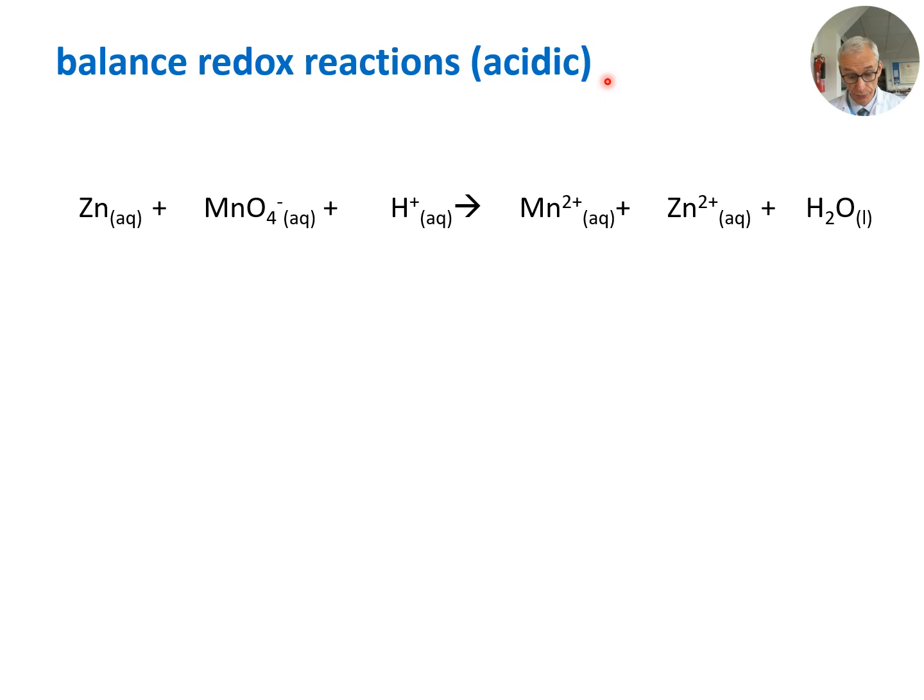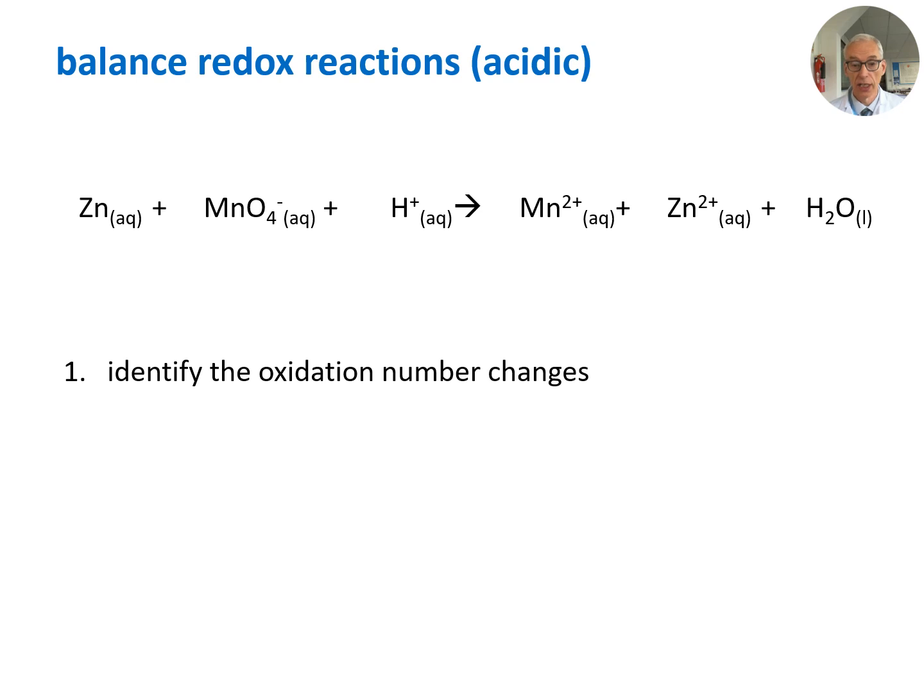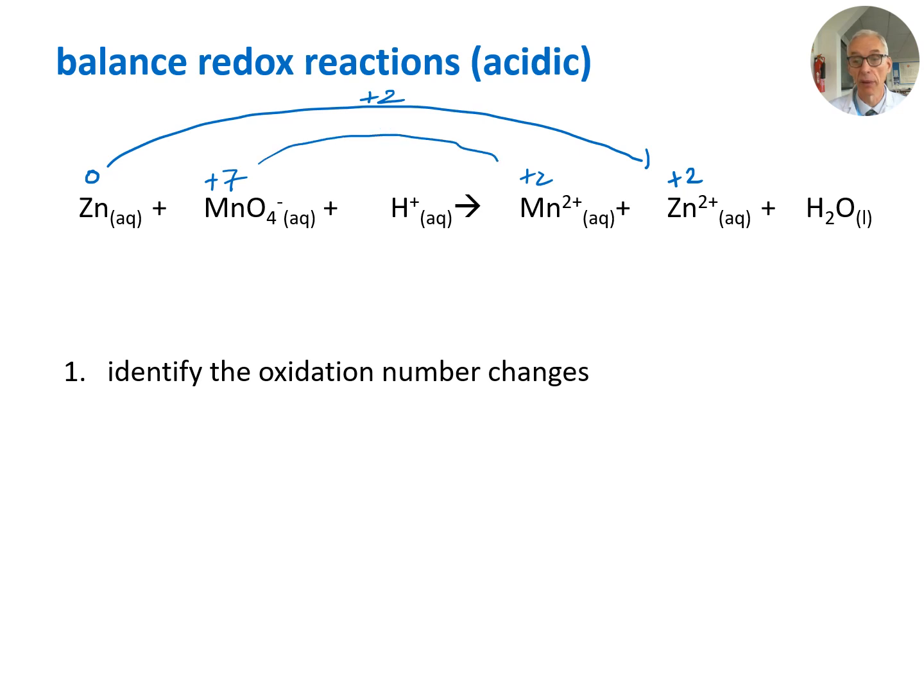Okay, so I'm going to go through. I hope you've had a go yourself. So the first thing to do is to identify the oxidation number changes. So zinc is 0, zinc is +2. So that's obviously a change of +2. Manganese in the manganate(VII) is +7 and +2. So hopefully you're familiar with that from the previous slide. That's -5.